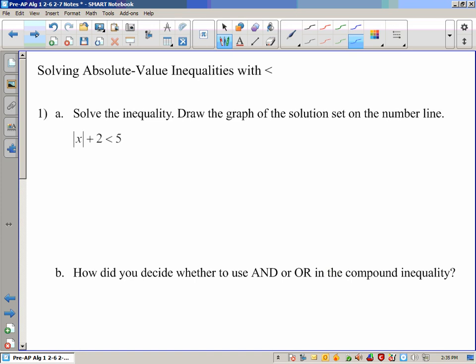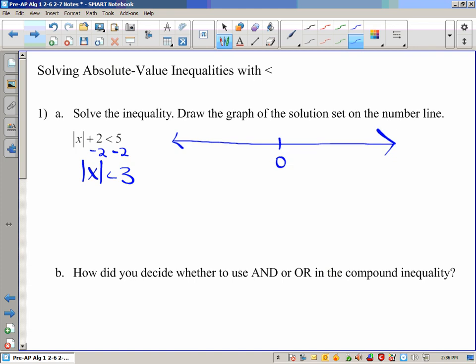So here's another example. It says solve the inequality, draw the graph of the solution set on the number line. So if I solve, first thing I want to do is get absolute value by itself, like we did when we talked about absolute value. So this is saying what number or numbers are going to be less than 3 units from 0. Think about it on the number line.